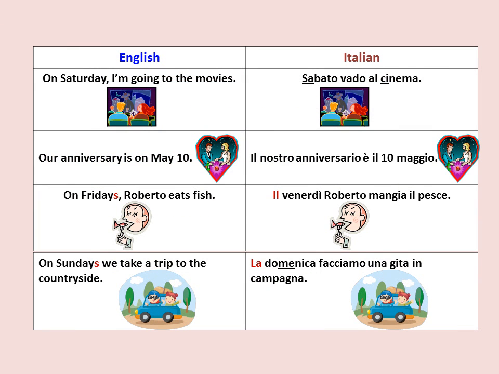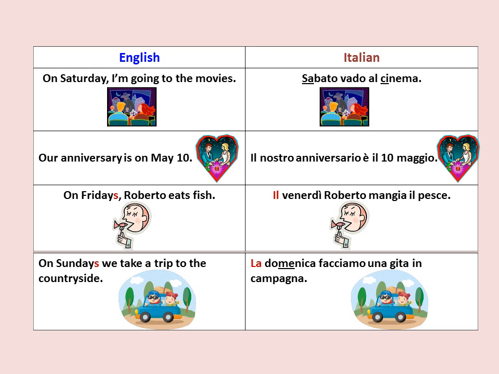In English, when saying that such and such a thing occurs on a given day or date, we use the preposition on in front of the day or date. On Saturday, I'm going to the movies. Our anniversary is on May 10. If you want to talk about something that happens habitually on a given day, we use on and then we pluralize the day. On Fridays, Roberto eats fish.